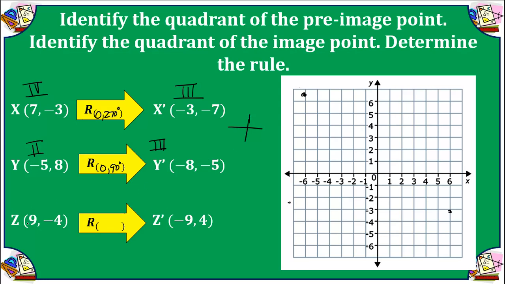Okay, here we have Z is in quadrant 4, and it looks like we're going to end in quadrant 2. So we were somewhere here, and then we're ending up here. So that is 180 degrees about the origin.